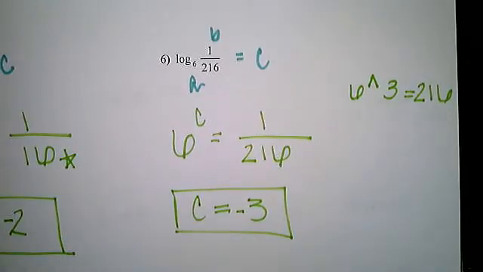So just to make sure we understand, we're rewriting our logarithmic expression into exponential form and then solving for our missing exponent. Sometimes you have a negative exponent. When you have that fraction for B, that's always going to happen.